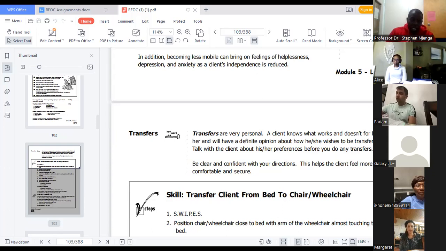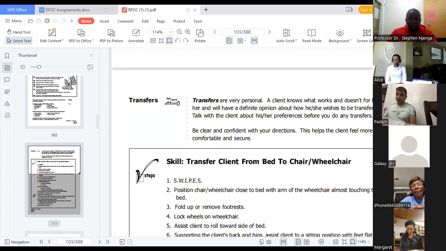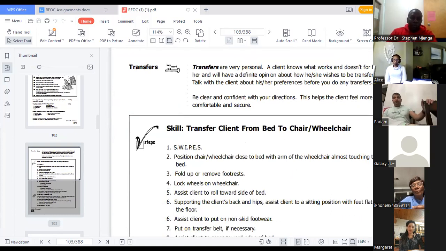So can we look at this skill, transfer? We're just looking at it theoretically. We are going to do this in a practical manner in our 16 hours of mandatory skills training. So number 1, you are supposed to position the chair or wheelchair close to the bed with the arm of the wheelchair almost touching the bed. So you have to bring the chair as close to the bed as possible.